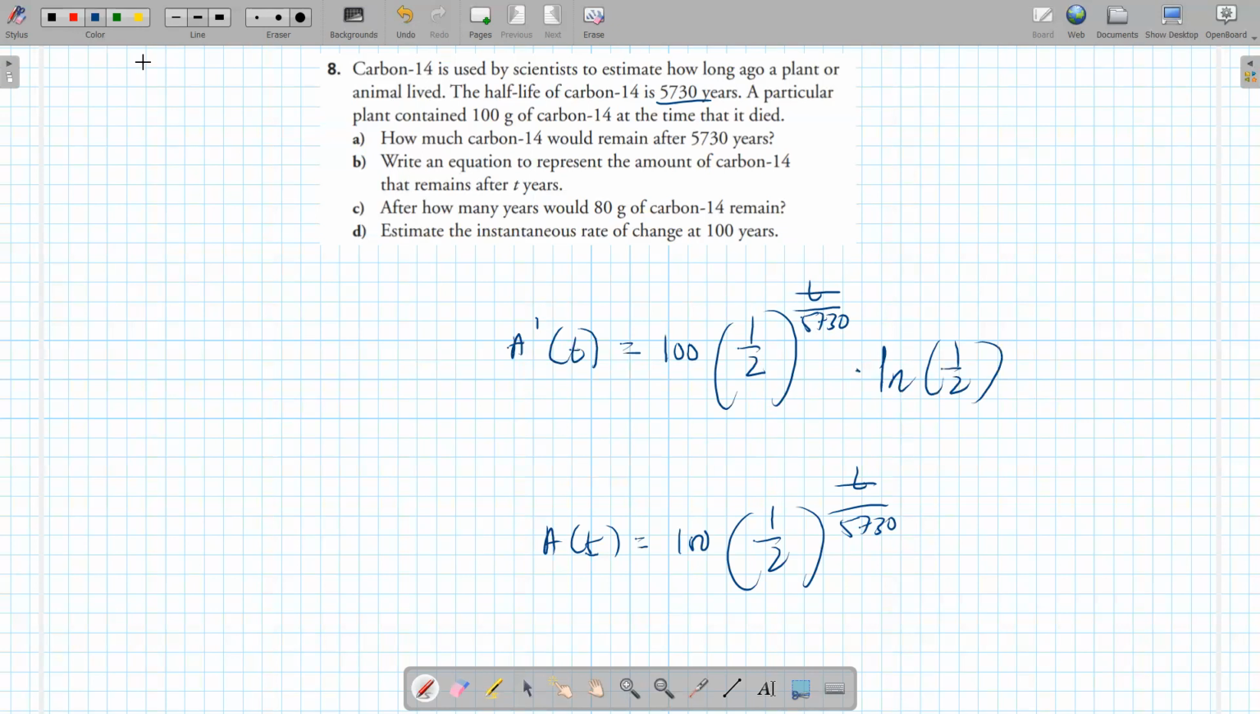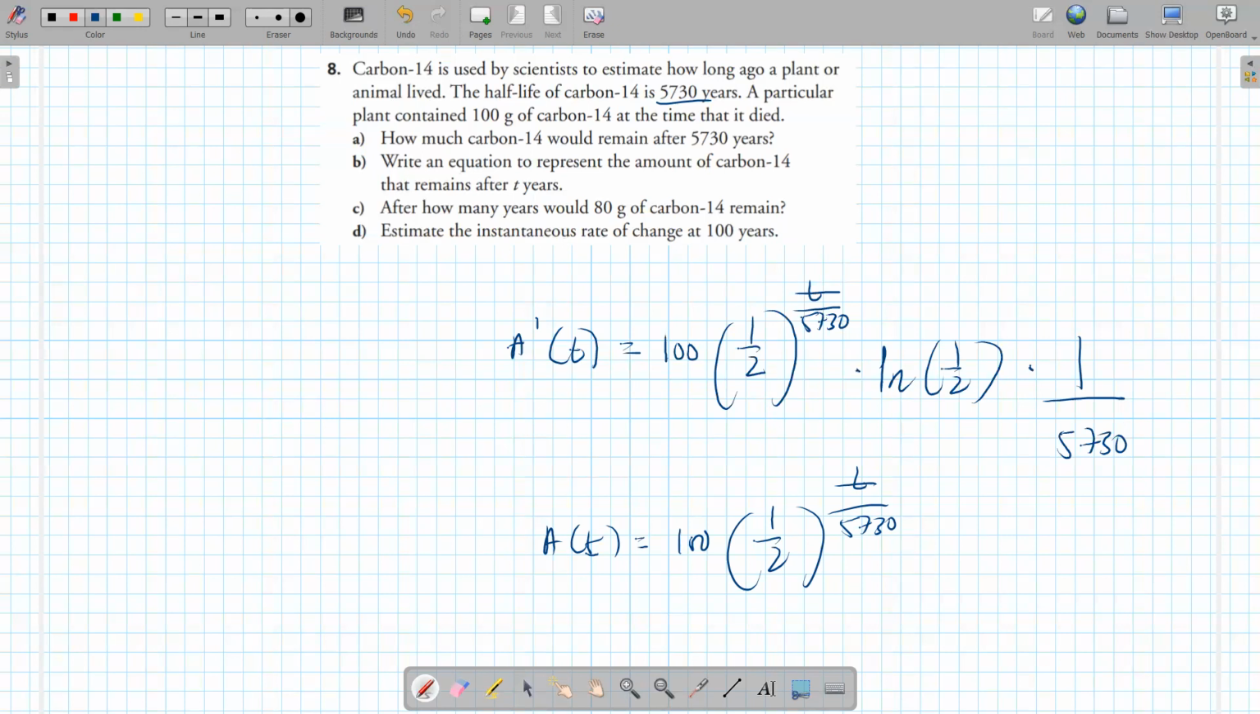But now notice the t. We're dividing it by 5730, right? So you gotta divide the whole thing by 5730. It's times 1 over 5730. Last time we were multiplying it by 3, so you multiply everything by 3 or 2, whatever it was. Here you're going to divide everything by 5730.